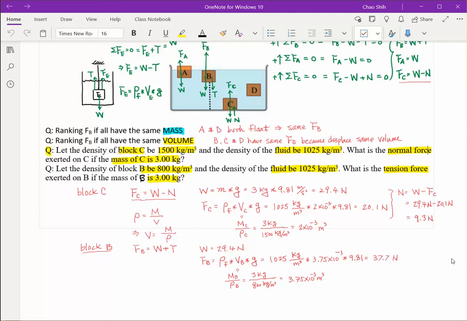And then you can use the equation to find out the tension force. Now we know F of B, 37.7 Newton, is equal to the weight, 29.4 Newton, plus the tension force. Therefore, your tension force is the difference of these two. And it turns out to be 8.3.